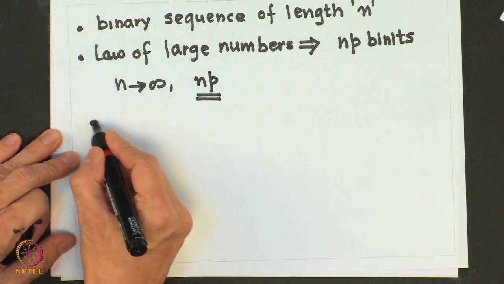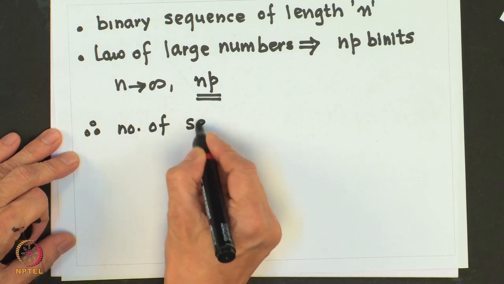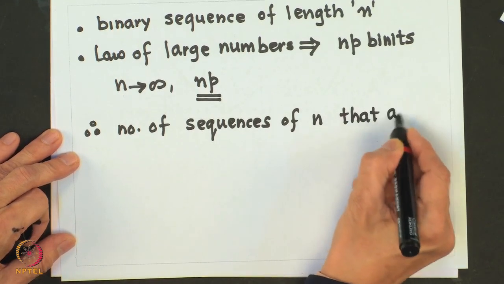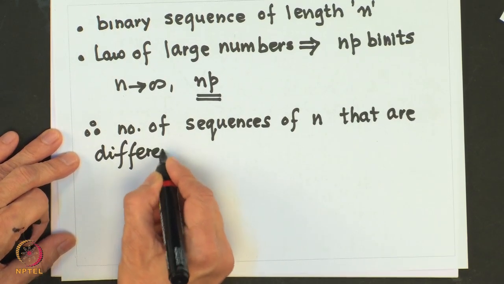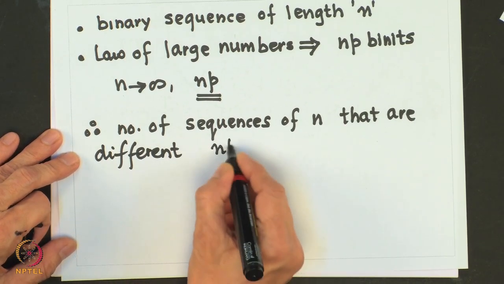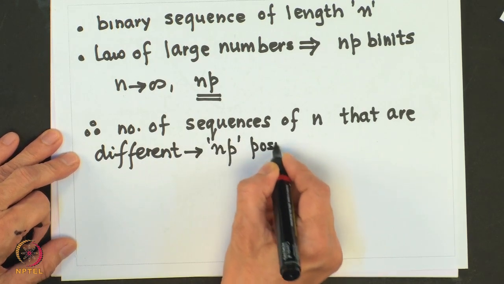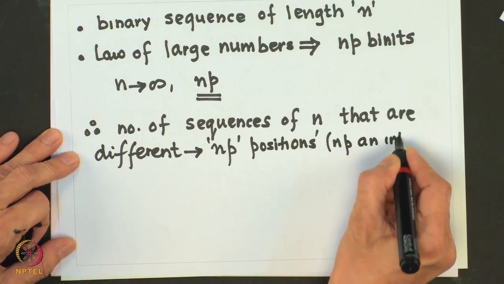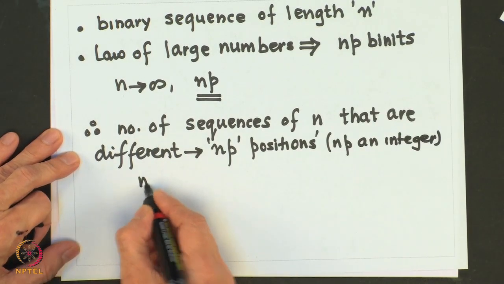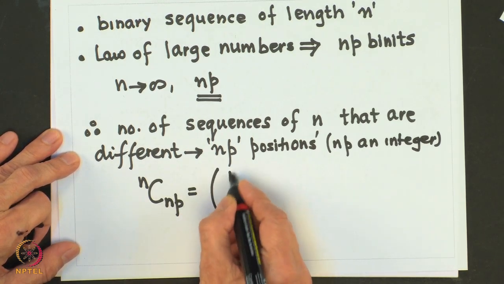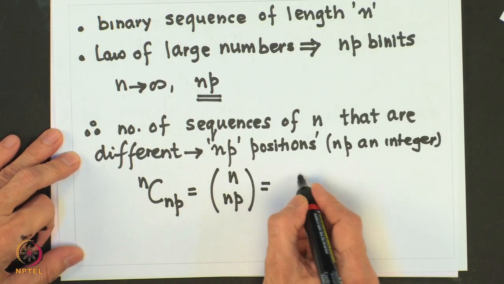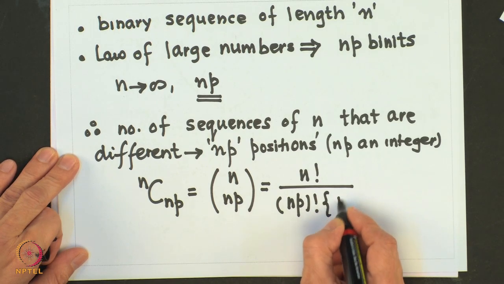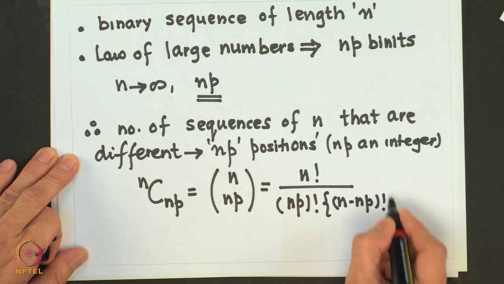So, what this implies is that the number of sequences of length n that are different from the transmitted sequence at np positions (I am assuming np is an integer) will be given by n choose np, which is equal to n factorial divided by np factorial times (n minus np) factorial, correct.